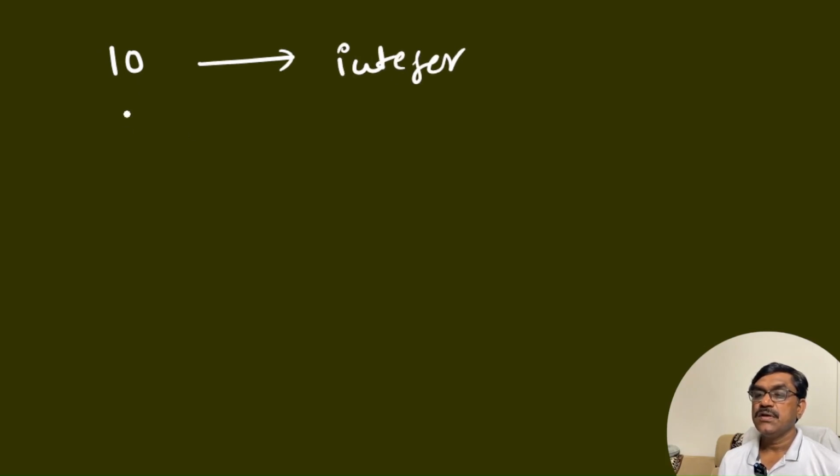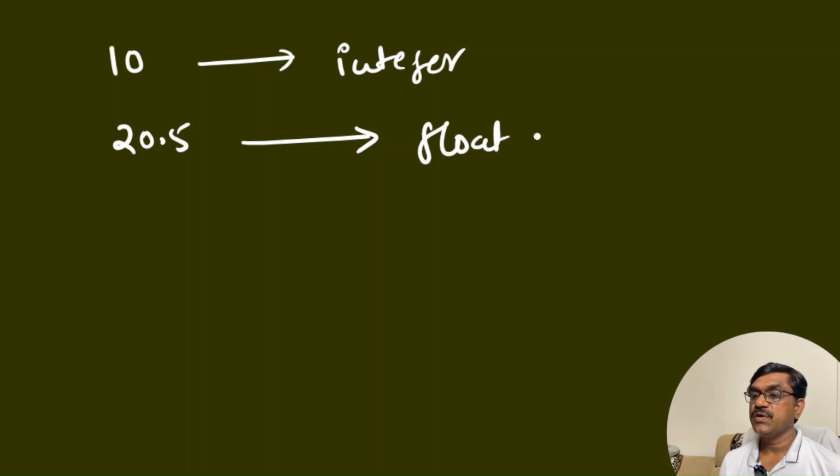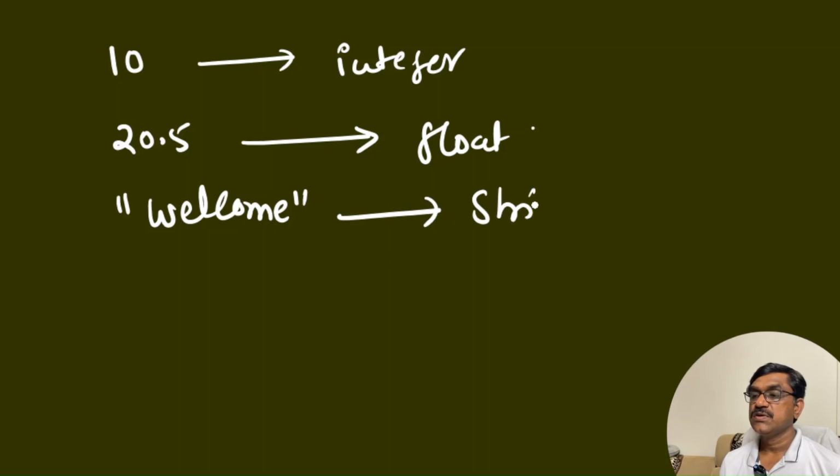For example, in C programming, I want to store the value 10. Assume that this 10 is an integer. The next value I want to store is 20.5. This is a floating point value. And assume that I want to store a string like this, welcome. I want to store three different items. The first one is an integer, the second one is a float, and the third one is a string.